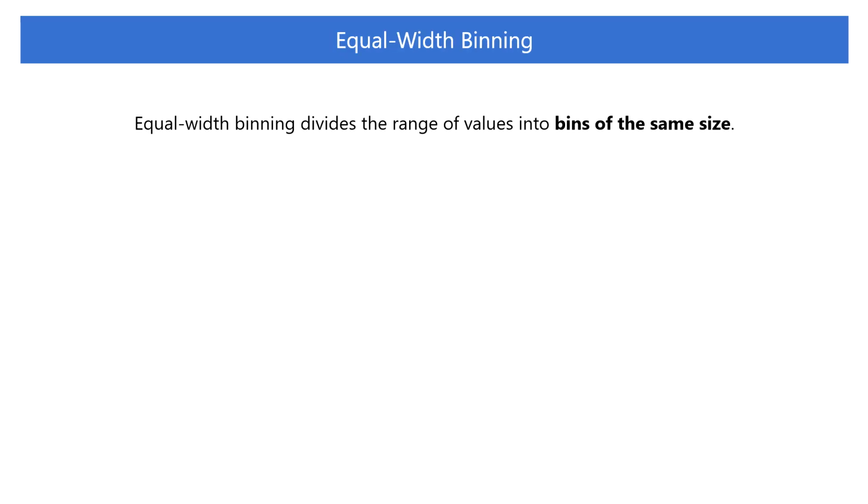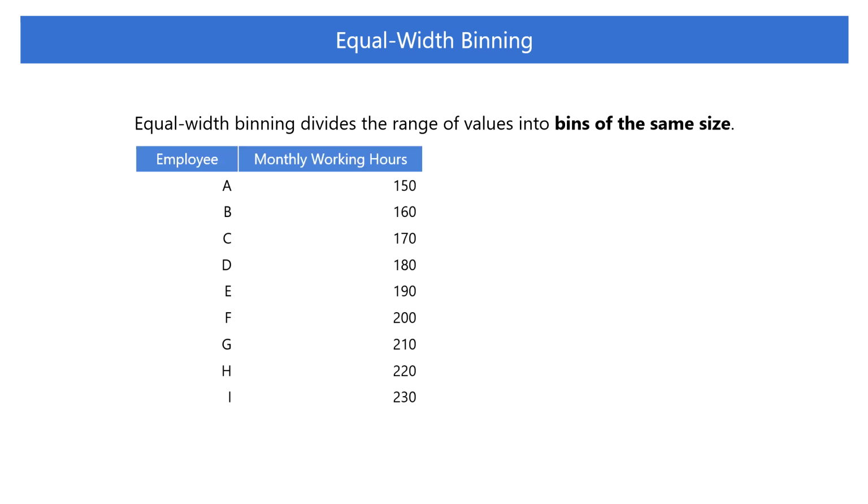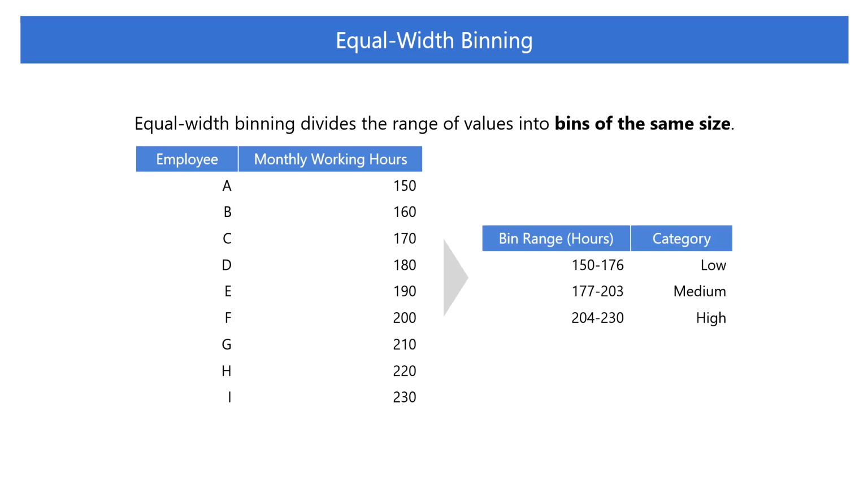Let's explore the details of equal width binning. Equal width binning divides the range of values into bins of the same size. As an example, let's see a dataset of employee working hours. Using equal width binning, we categorize employee working hours. If we apply equal width binning with 3 bins, we might get this result. Now, we can classify employees into low, medium, and high working hours.